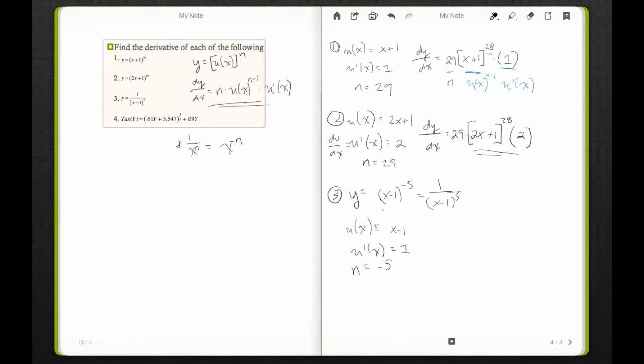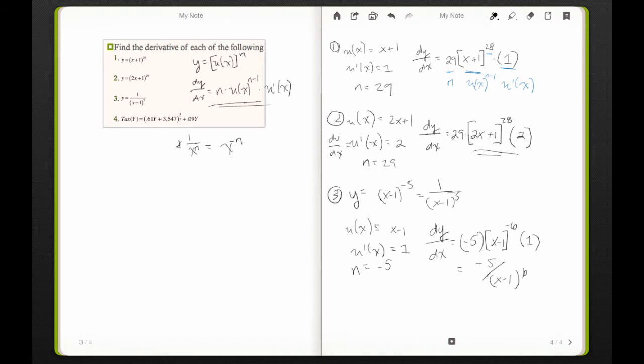I get dy/dx is equal to negative 5, right? That's that n, times u of x, which is x minus 1, all to the negative 5 minus 1, which is negative 6, times 1. I'll write that out. You can keep it like this. We can simplify it. This is the same thing as negative 5 divided by (x minus 1) to the 6th.